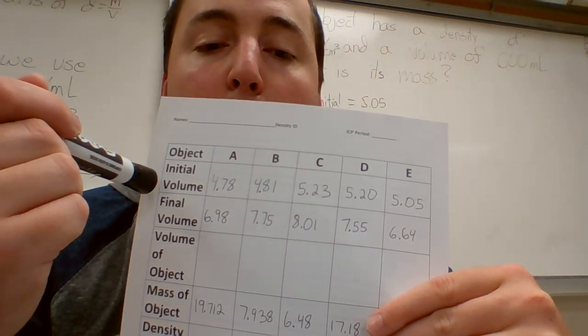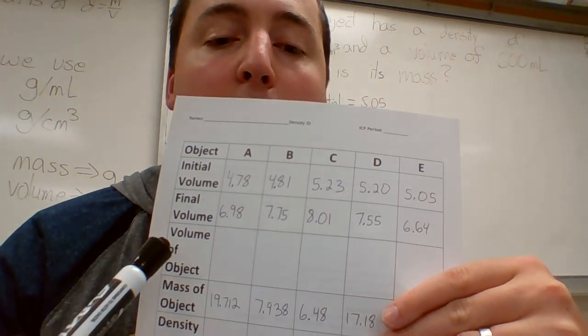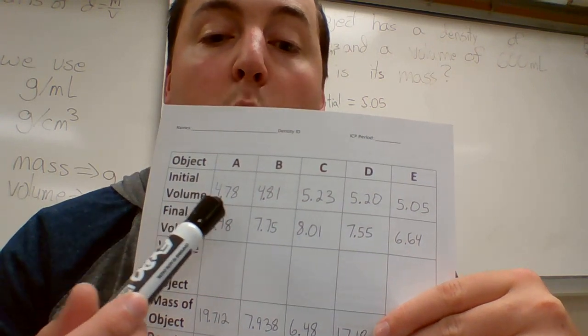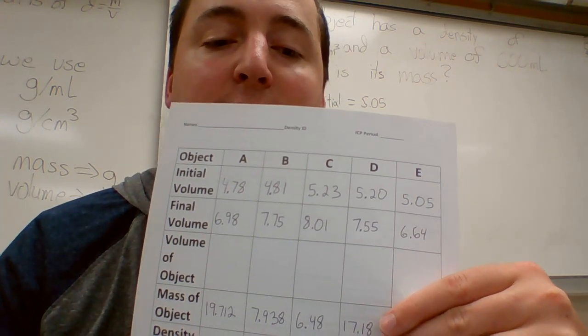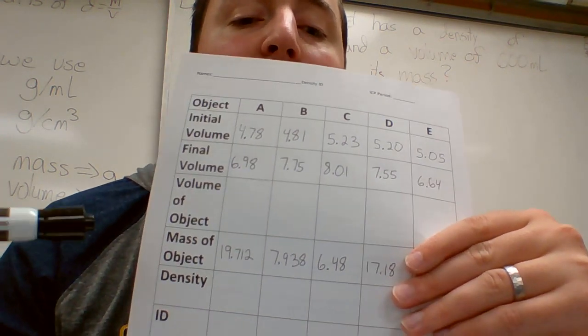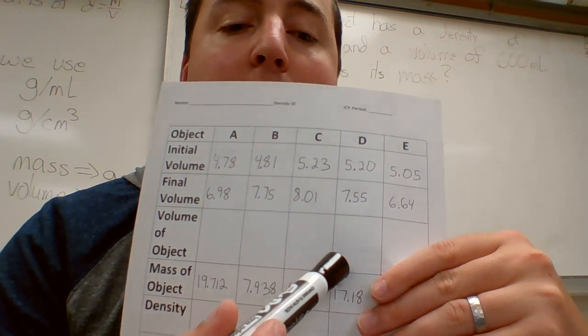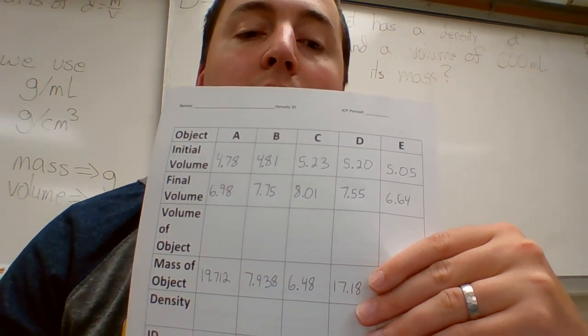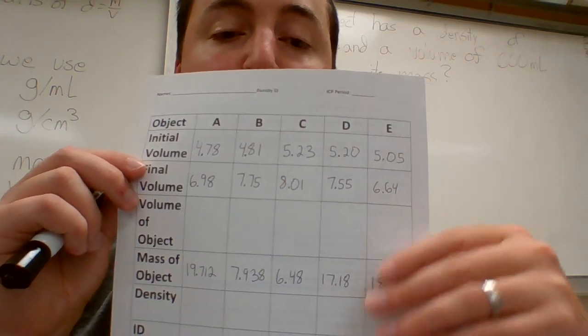Now, I wrote down the initial volume for each of these objects, and then I wrote down the initial volume of the water in the graduated cylinder, and then I put the final volume after the object had been added. So what you guys are going to have to do is find the volume of the object. Remember, it's just the final volume minus the initial volume. That will give you the volume of the object.